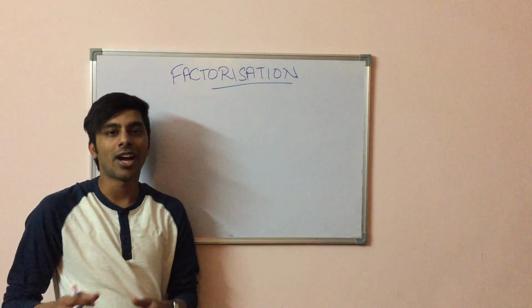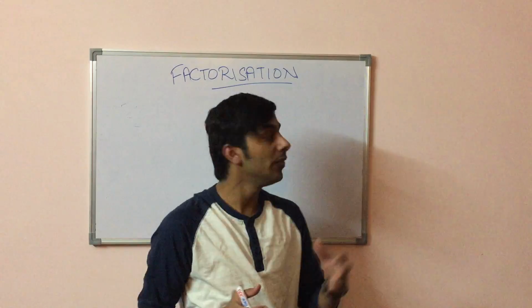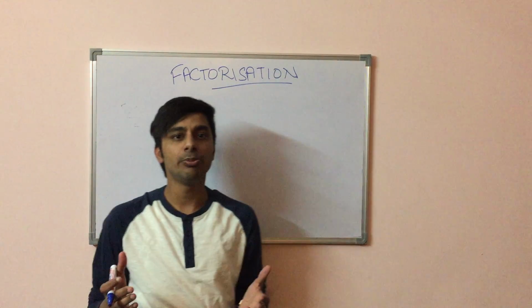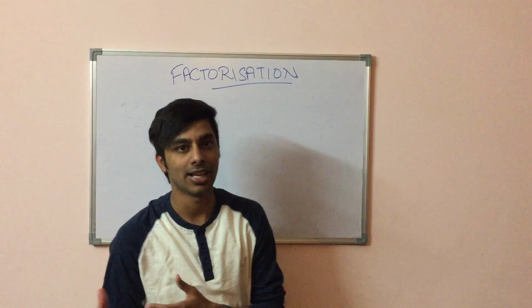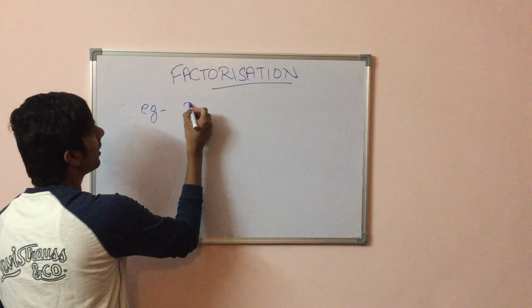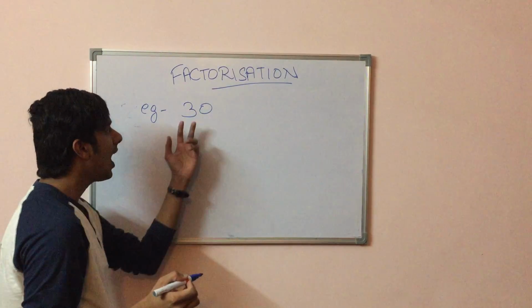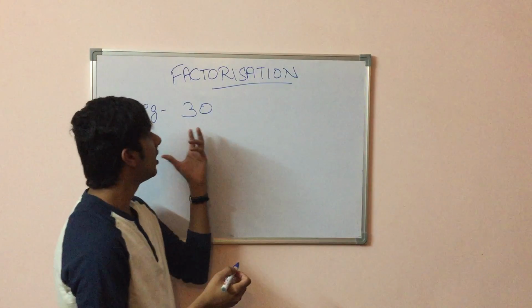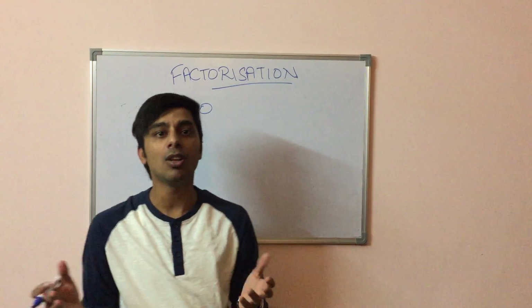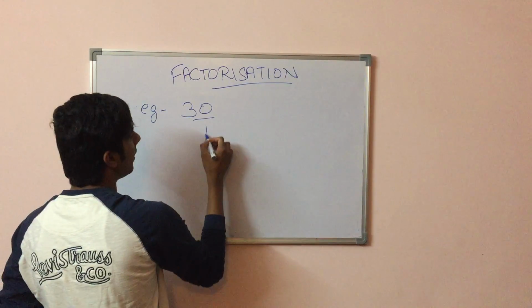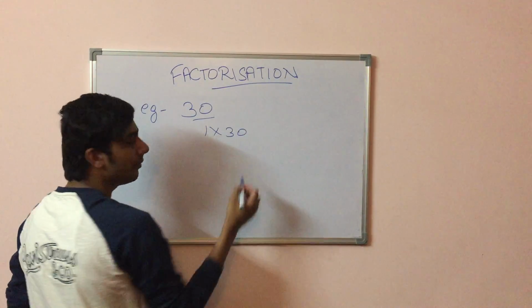Yes. So factorization. First of all, we will be discussing what factorization is. Factorization means to take out the factors. Let us say I give you an example like 30. If I have to take out the factors of 30, factors means the numbers which are coming in the table of 30. It can be written as 1 into 30.